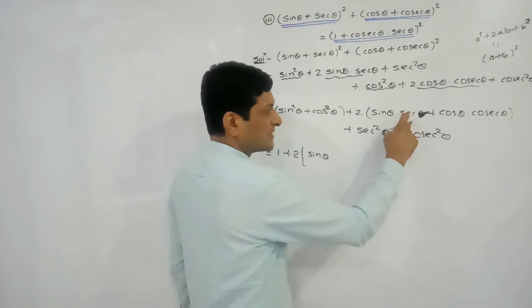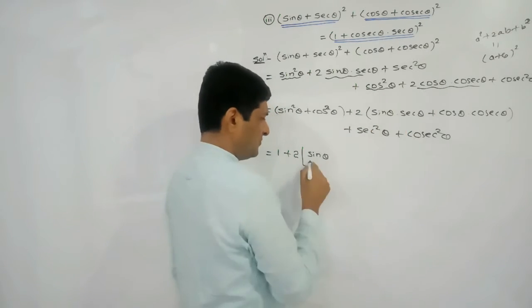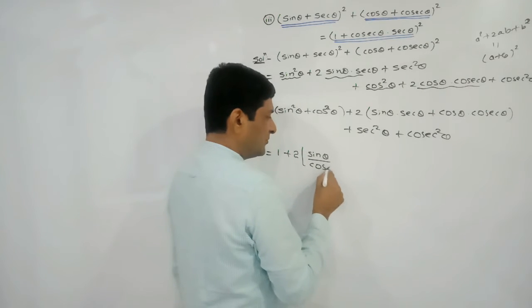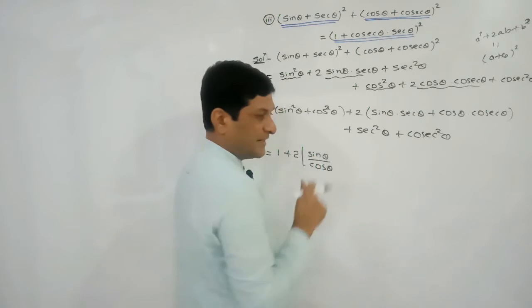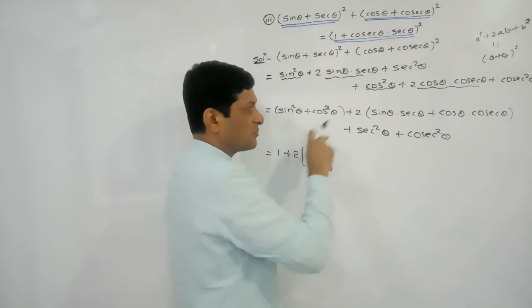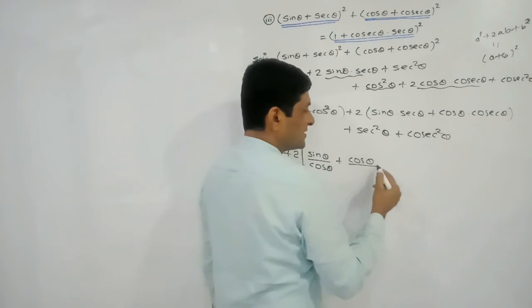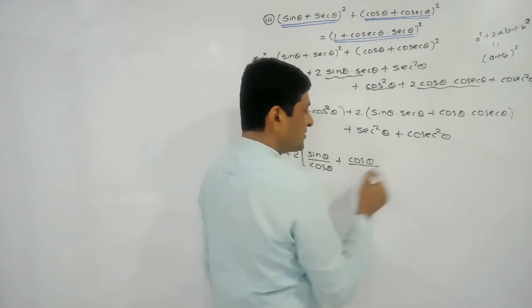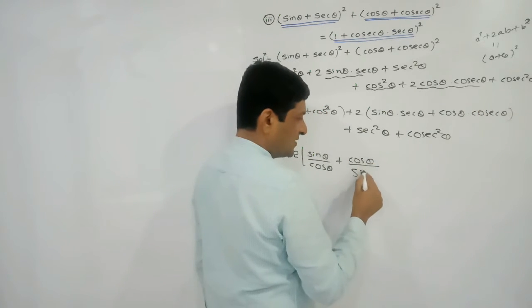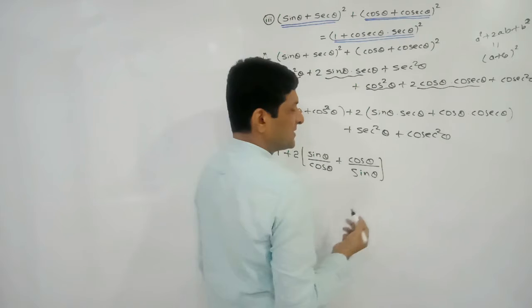This sec can be written as what? 1 upon cos, means simply we are taking sec in the denominator. Again if we take the reciprocal of cos, we will get sec theta. Again here cos theta, keep it as it is, and this cosec can be written as 1 upon sin. So 1 upon sin theta, isn't it?